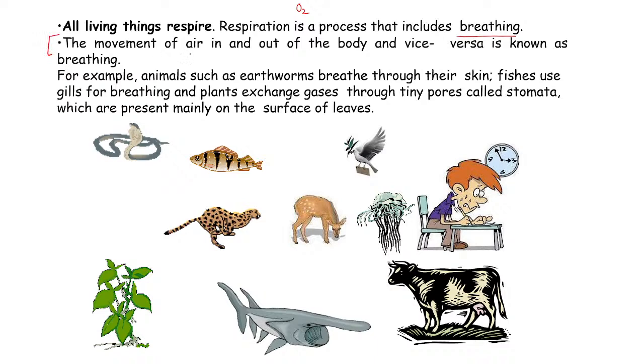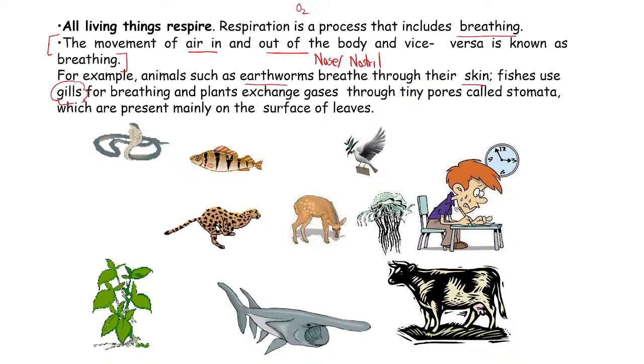So this movement of air in and out of the body is known as breathing. So what is breathing? Movement of air in and out of the body is what we call breathing. Now, for example, many organisms have various breathing organs. We human beings inhale air with the help of nose or nostril. Organisms such as earthworms breathe in air through their skin, whereas fish use gills as their breathing organ.